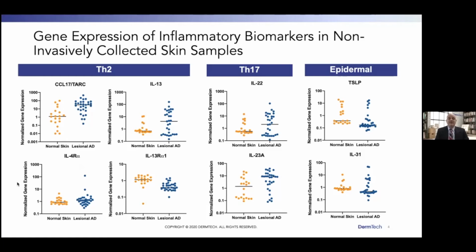Again, IL-23, which is known to induce IL-17 production by Th17 cells, there's a significant elevation in IL-23 when compared back to normal-looking skin. Most interestingly, when we look at the epidermal cytokines, and both of these have previously been targeted by monoclonal antibodies, and you look at the expression levels of TSLP, there's relatively similar expression of normal skin and lesional AD skin in terms of the expression for TSLP. Similarly for IL-31, while there is a distribution amongst lesional AD, there are very few samples that are significantly elevated in comparison to normal skin.